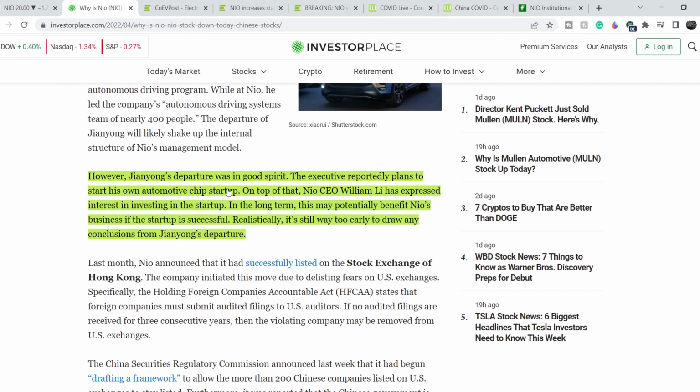However, Zhang Yong's departure was in good spirit. The executive reportedly plans to start his own automotive chip startup. On top of that, NIO CEO William Li has expressed interest in investing in the startup. In the long term, this may potentially benefit NIO's business if the startup is successful. Realistically, it is still way too early to draw any conclusion from Jin Yong's departure. That is why this news wasn't the real negative catalyst for NIO, but definitely it was some spark that ignited the initial movement to the downside.